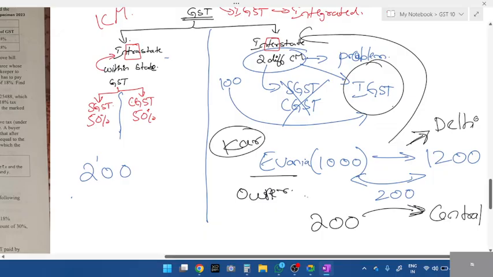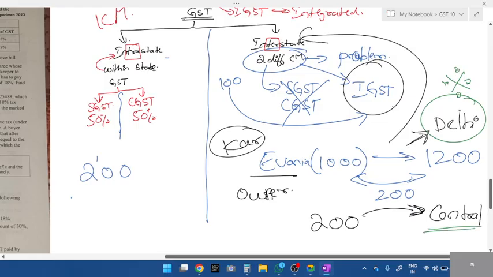It is going outside. So where is the product going, students? At the end of the day, who has the product, Ivania or Joanna? Joanna has the product, right? Where is Joanna staying? She's in Delhi. Obviously, at the end of the day, the product is in Delhi. Therefore, the entire amount goes to the central government.